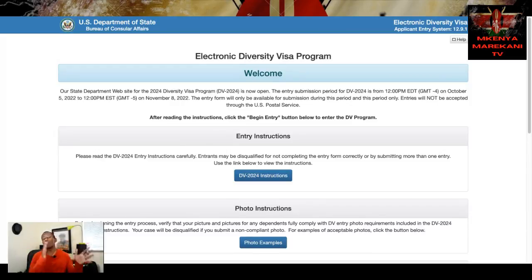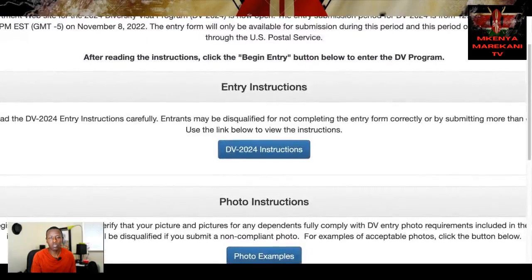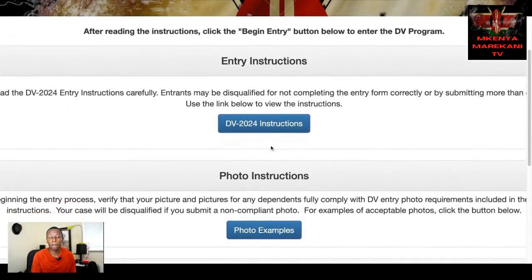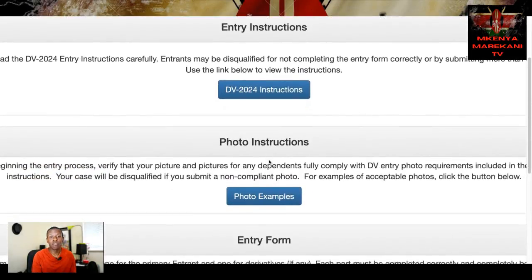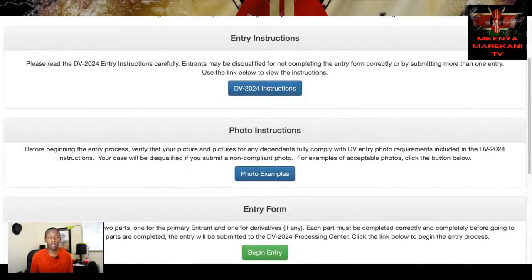So we have a period of around 4 weeks. Basically it is 1 month. So the next thing that you will see is the instructions. We have so many instructions here. Then the next thing you will see is photo instruction. Photo is a very important thing here. There is no passport document required, but there is a passport photo. And that's a topic on its own.